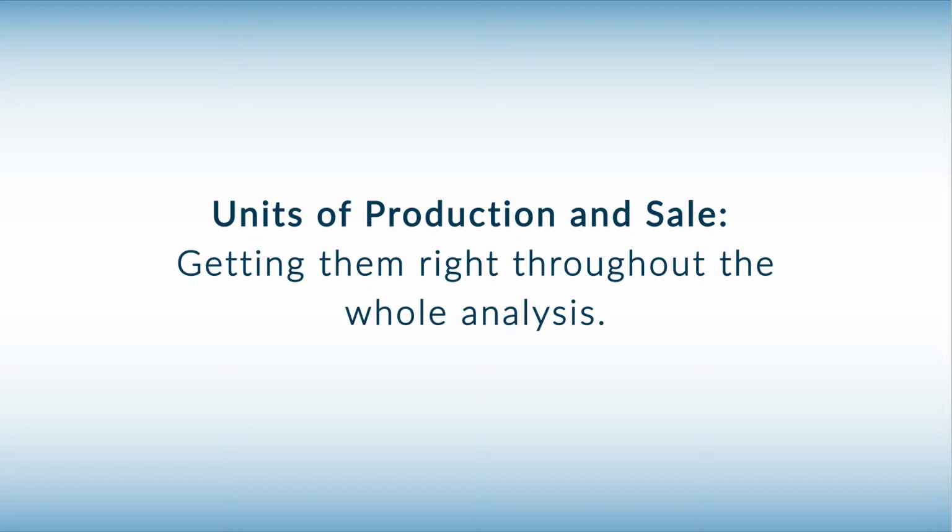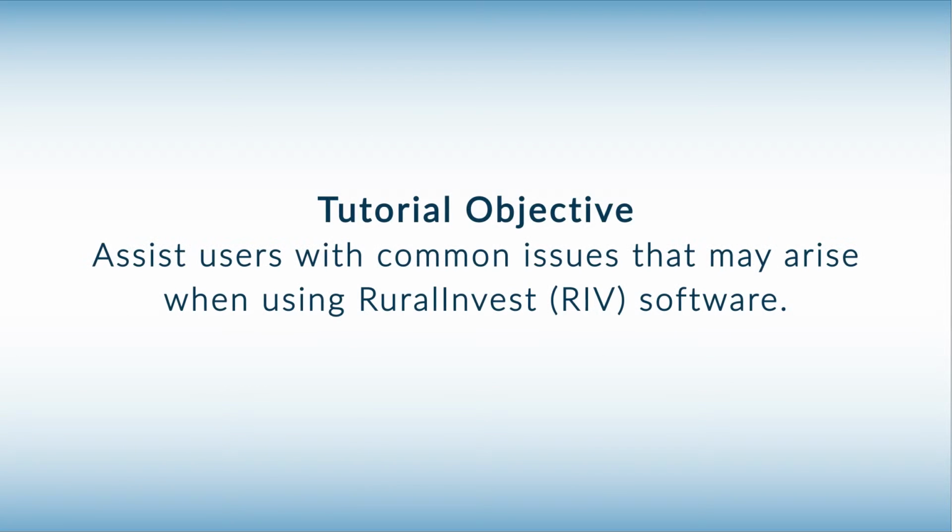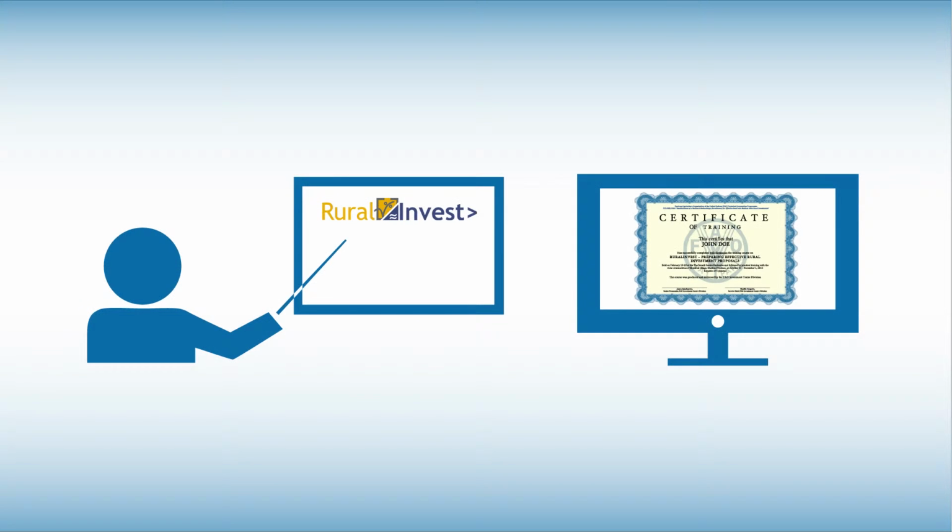Welcome to one in a series of web-based tutorials for people working with the investment package developed by FAO. These tutorials will assist users of RuralInvest with problems that can arise in completing and using the software. They are geared to people who have already attended a formal RIV course or have taken the e-learning course, as they do not provide an overall guide to the use of the RuralInvest package.